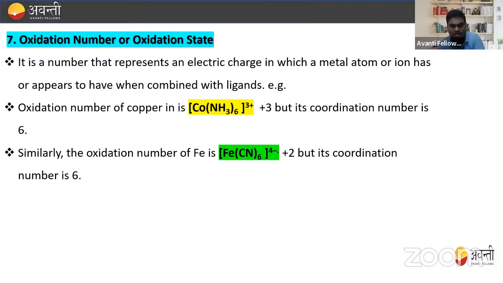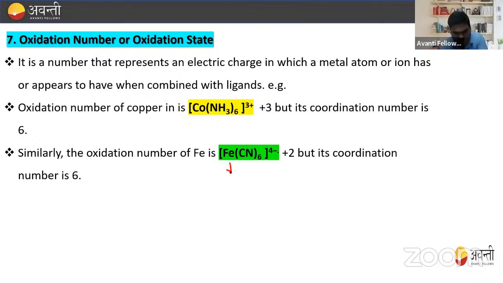So oxidation state means what? It is a number that represents an electric charge which the metal atom or ion has or appears to have when combined with the ligands, right? Similarly, the oxidation state of Fe in [Fe(CN)6]4-. Here the coordination number is also 6, but the oxidation state is +2 only, because we know that in Fe(CN).